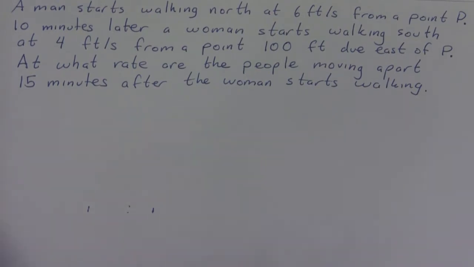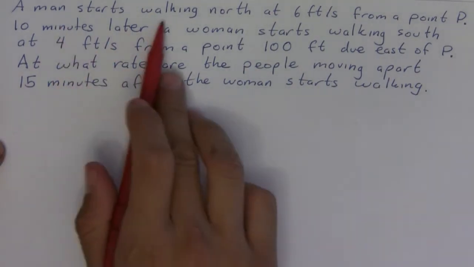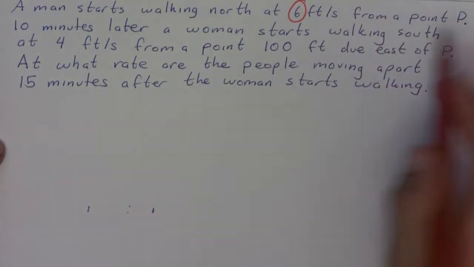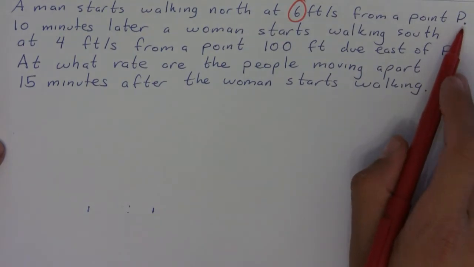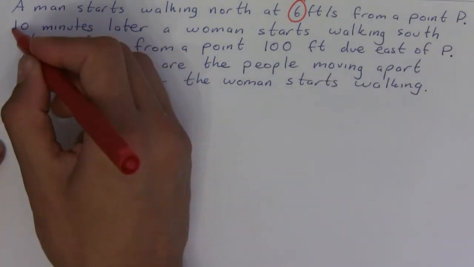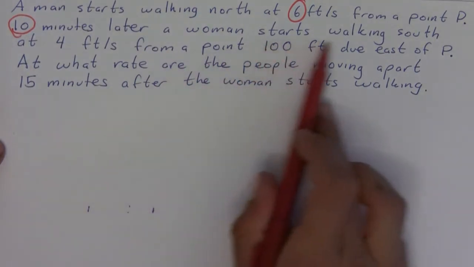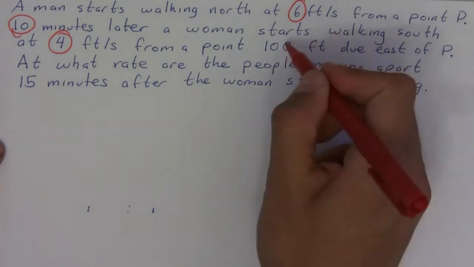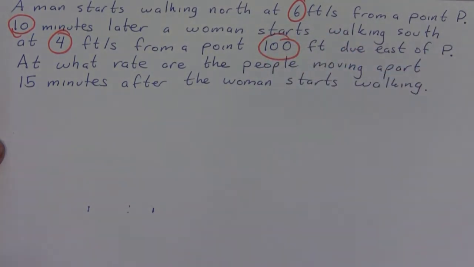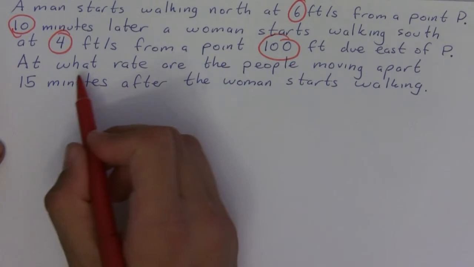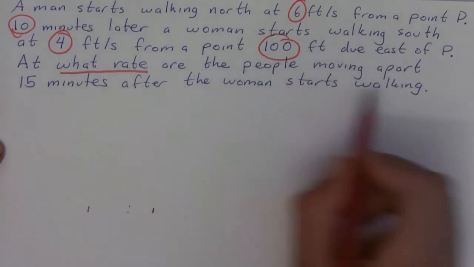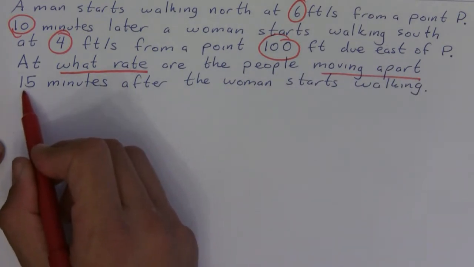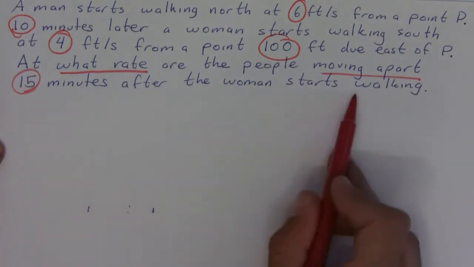Okay, so here we have that a man starts walking north at 6 feet per second from a point P. 10 minutes later, a woman starts walking south at 4 feet per second from a point 100 feet due east of P. At what rate are the people moving apart 15 minutes after the woman starts walking?